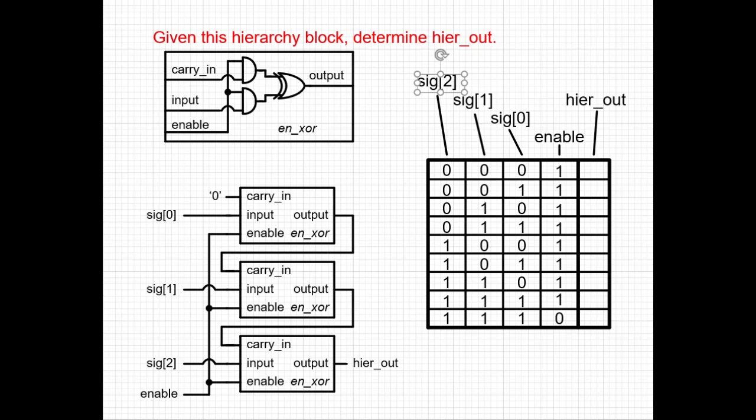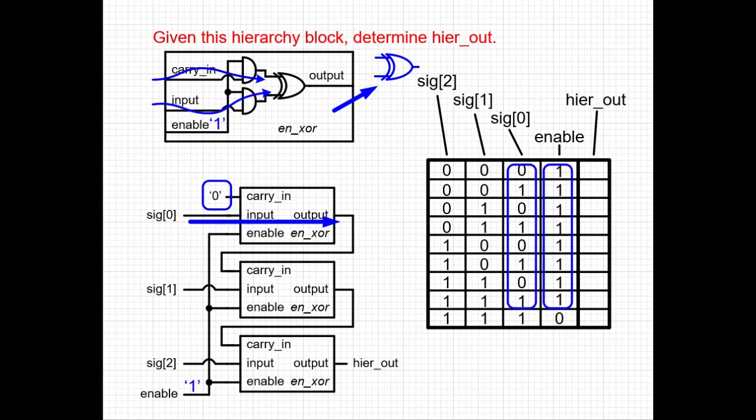And finally, the last exercise has us working with hierarchical blocks. We first look at the table entries with the enable active, noting that this enable is shared across all 3 blocks. With an active enable, we see that the block is just an XOR gate. Since the carry-in of the first block is tied to 0, sig 0 passes straight through, and sig 0 appears directly at the first block's output.